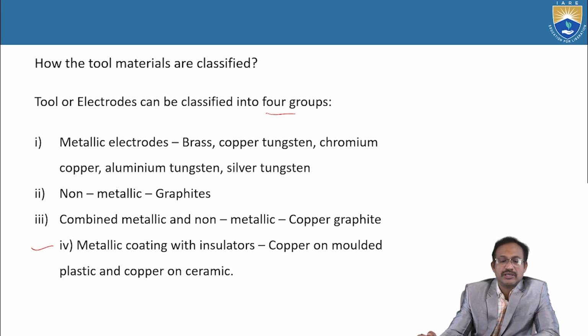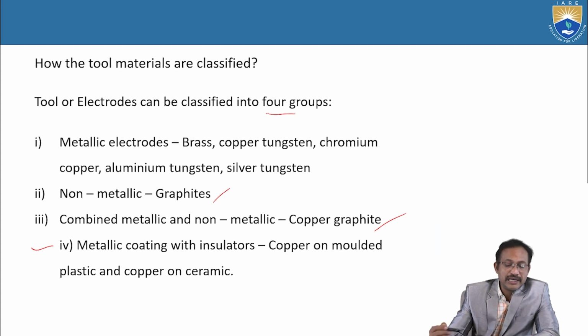Metallic electrodes. These are brass, copper tungsten, chromium copper, aluminum tungsten, silver tungsten. Non-metallic: graphite. Next, the third one, combined metallic and non-metallic: copper graphite. Copper is the metal, graphite is the non-metal. So here, some surface coatings on the copper substrate, like graphite surface coating on the copper substrate.